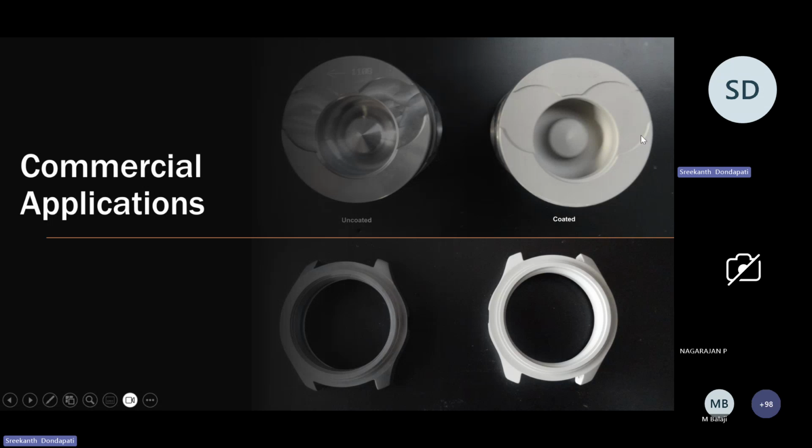And later on, we have done engine tests on these aluminum piston crowns. So it has endured the combustion and the heat. So we could save the crown here. So this is a very good application for this kind of process.